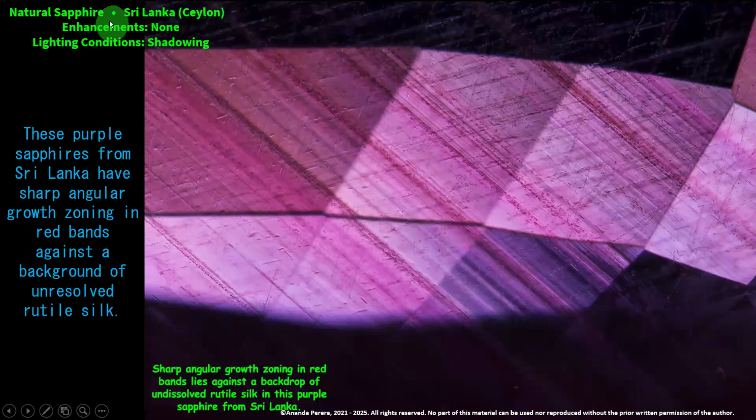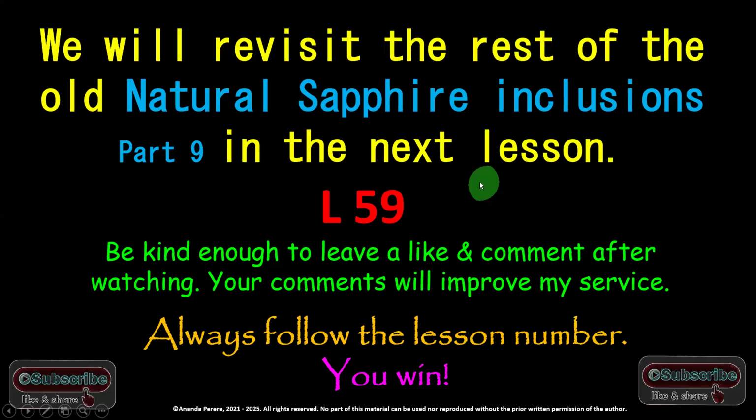What is this? Sri Lankan sapphire. Lighting condition is shadowing only. Here, this purple sapphire from Sri Lanka has sharp angular growth zoning in red bands, against a background of unresolved rutile silk. You can find the rutile silk here, parallel to this side and parallel to this side. So it is under the shadowing image.